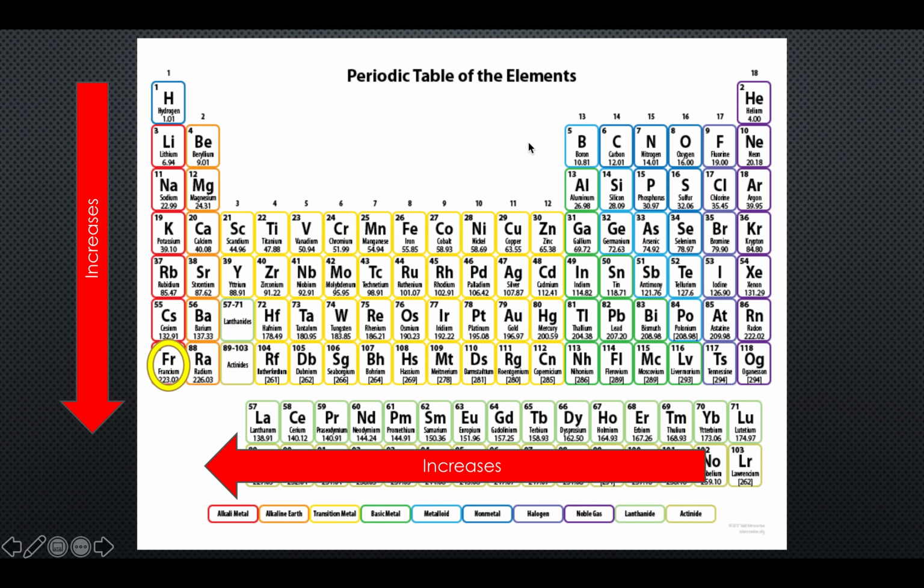Before we move on, if I give you a question, for example, calcium and gallium, which one has the highest atomic radius? We would say that the answer is calcium, because calcium is further to the left side, and we said that as we go from right to left, it increases. So the answer is calcium. All right.